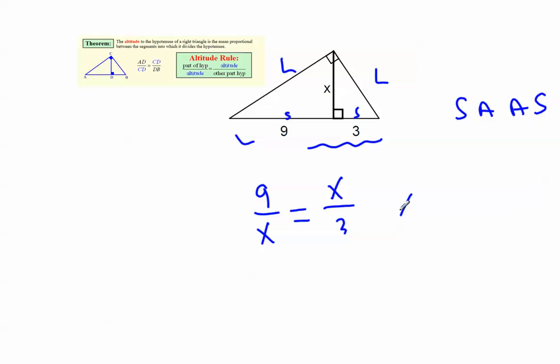Cross multiply, I'm going to have x squared is equal to 27. And remember, we're only taking the positive root because we can't have a negative length. So we're going to have x is equal to radical 27, which is 3 radical 3. All right, let's take a look at the next example.